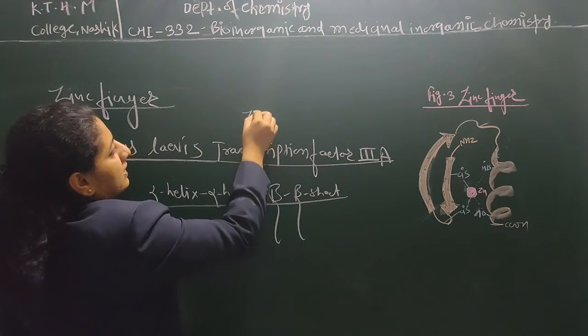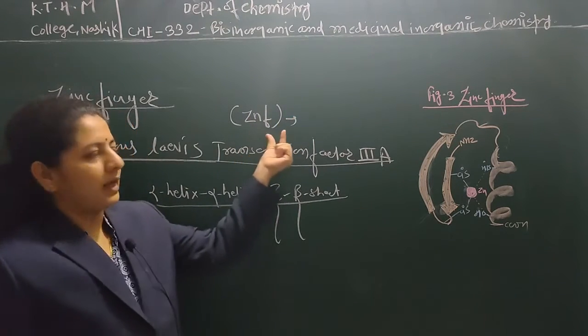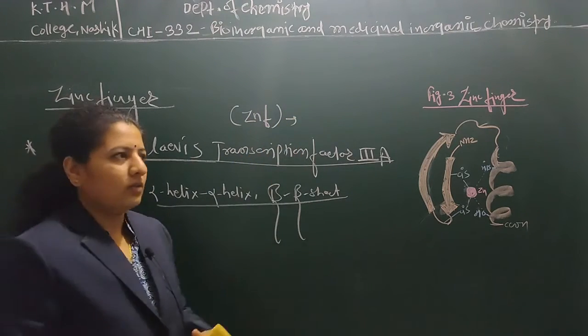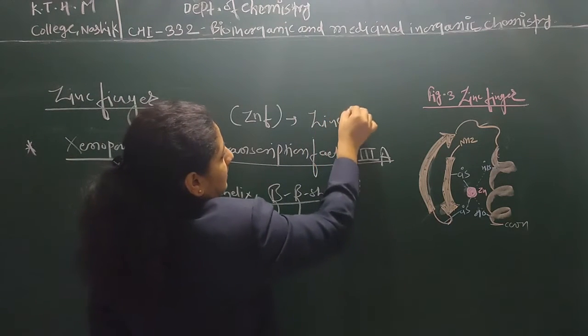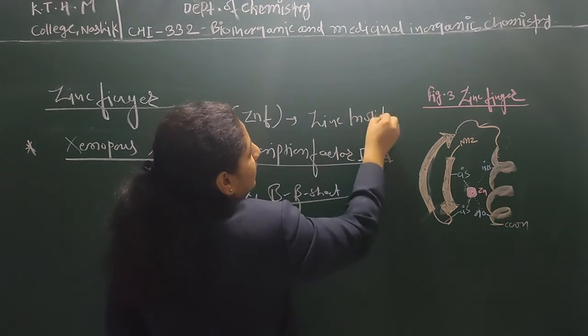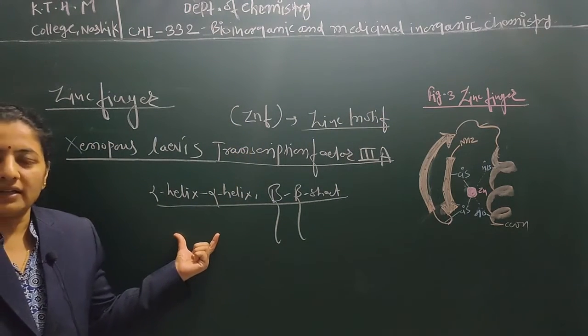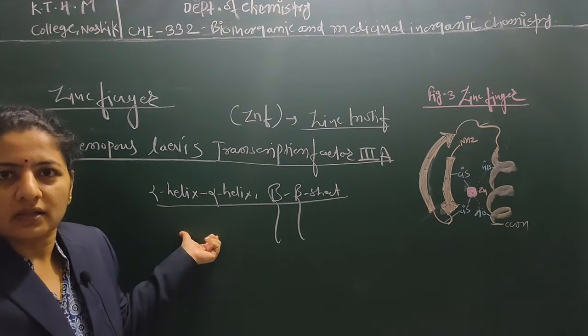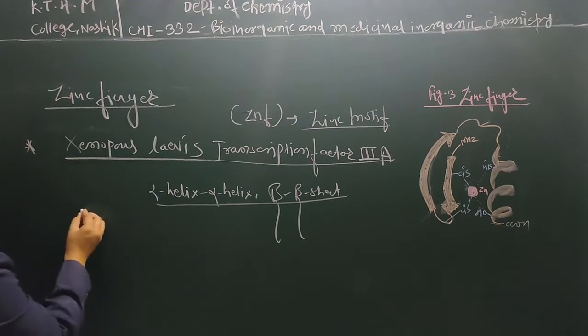So zinc finger is shortly known as ZNF, where Zn is zinc and F is finger. Zinc finger is also called a zinc motif, and we already discussed this motif. Now let's discuss the structure of zinc finger.